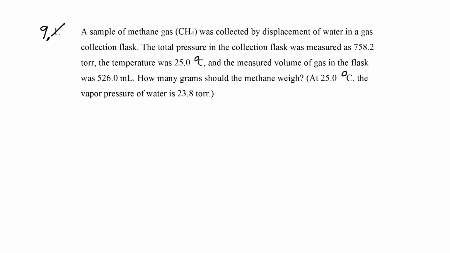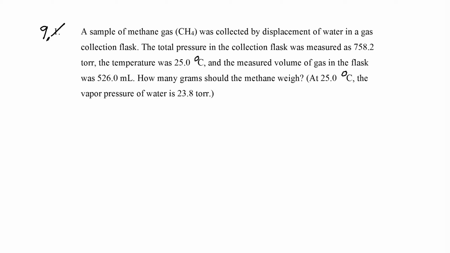A sample of methane gas was collected by displacement of water in a gas collection flask. The total pressure in the collection flask was measured to be 758.2 torr at a temperature of 25.0 degrees Celsius. And the measured volume of the gas in the flask was 526.0 milliliters. How many grams of methane was in the flask?